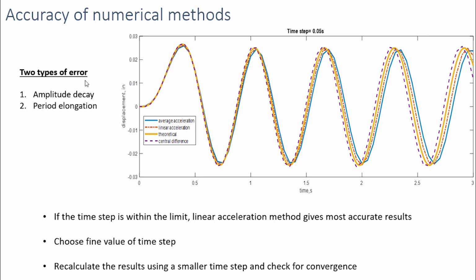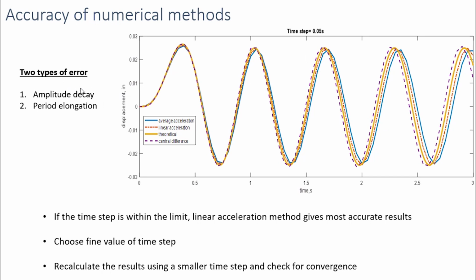The errors due to this numerical formulation could be of two types. The first one is amplitude decay and the second one is period elongation. Depending upon the time step chosen, the numerical response gets distorted compared to the theoretical response. The amplitude of the numerical response could be less than that of the theoretical response. That is referred to as amplitude decay.